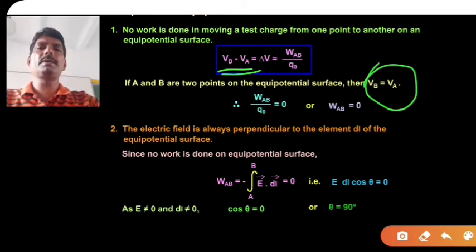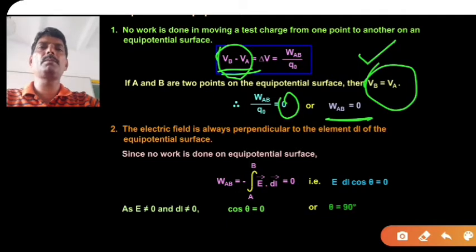So equipotential surface means where the potentials are the same. Therefore VA is equal to VB, and ultimately this factor becomes 0. So the work done to move a charge from A to B is equal to 0. Therefore, we can say no work is done in moving a test charge from one point to another on an equipotential surface. Because the potentials are the same, the difference VB minus VA is 0 and work done is 0.